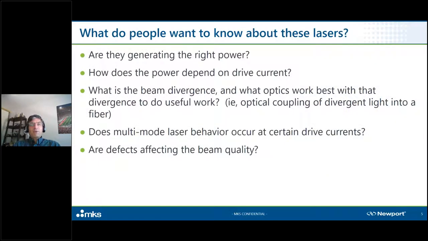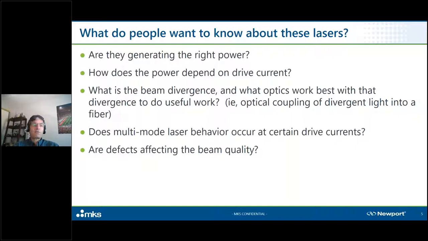And so what do people want to know about these lasers? Are they generating the right power? Enough power to do the job, and maybe not too much power. You can think of that gentleman with a cell phone doing facial recognition. You obviously want to have some power in order to scan the person's face, but too high of power laser, and you create a potential blinding situation.